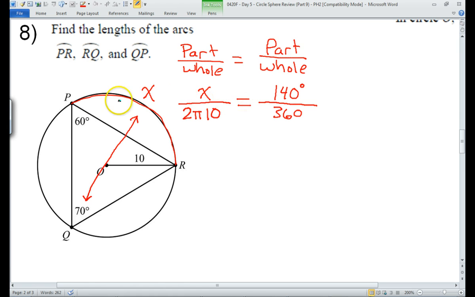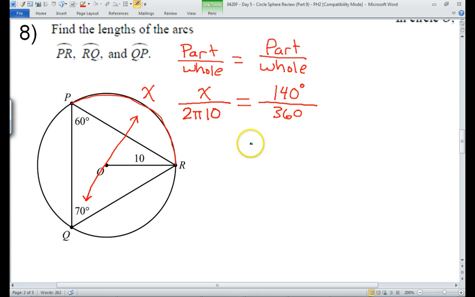So you have to keep straight. An arc has two different numbers assigned to it. An arc has a measure in degrees. In this case, this arc is 140 degrees. But an arc also has a length. That's going to be something more like inches or centimeters or something like that. In this case, it's just going to be units, but it's a length. So an arc has both. On the left side, we're finding the length of the arc. On the right side, we're putting the degrees of the arc.